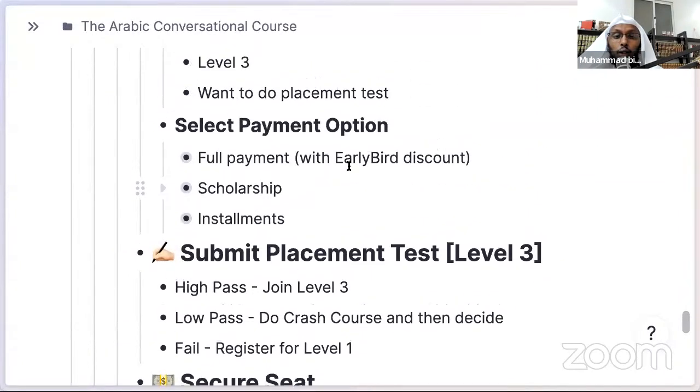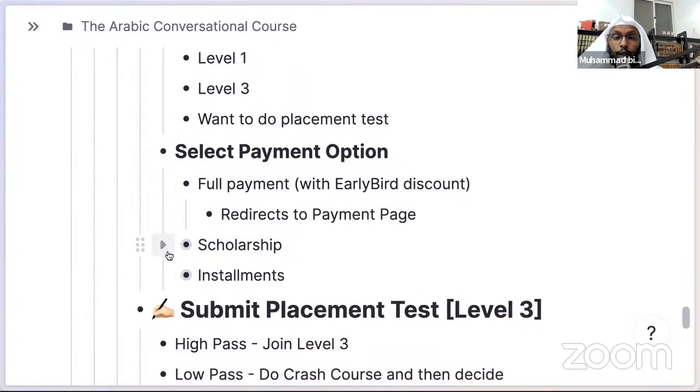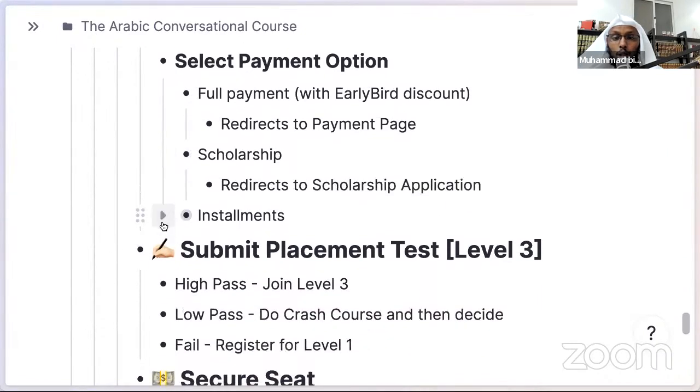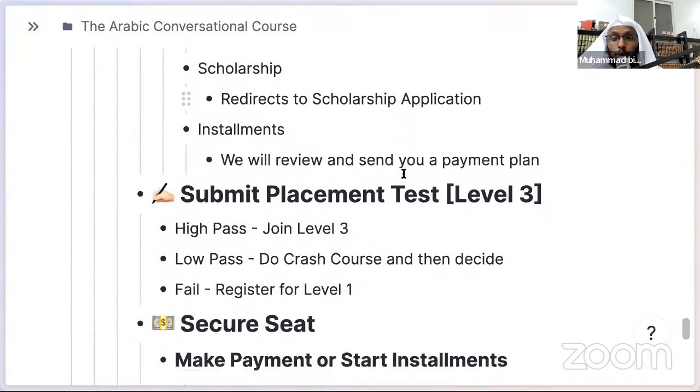In terms of, we already talked about selecting the payment option. Full payment redirects to the payment page, scholarship redirects to the scholarship application, and installments, we will review and send you a payment plan. So we'll just reach out to you via email.